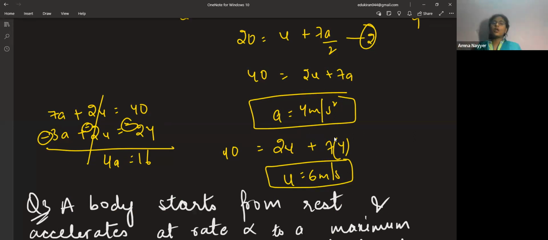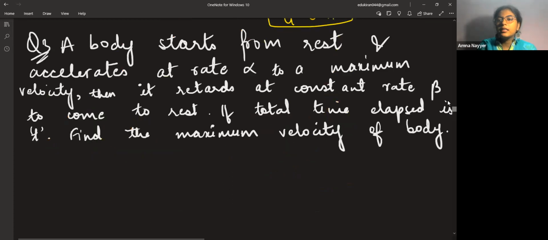Written others, all of you. I just want to discuss one question from this part, which comes a lot in your school exams. If anyone is writing, let me know. Otherwise, I'll move forward. Okay, this is one question. This says that a body starts from rest and accelerates at rate.